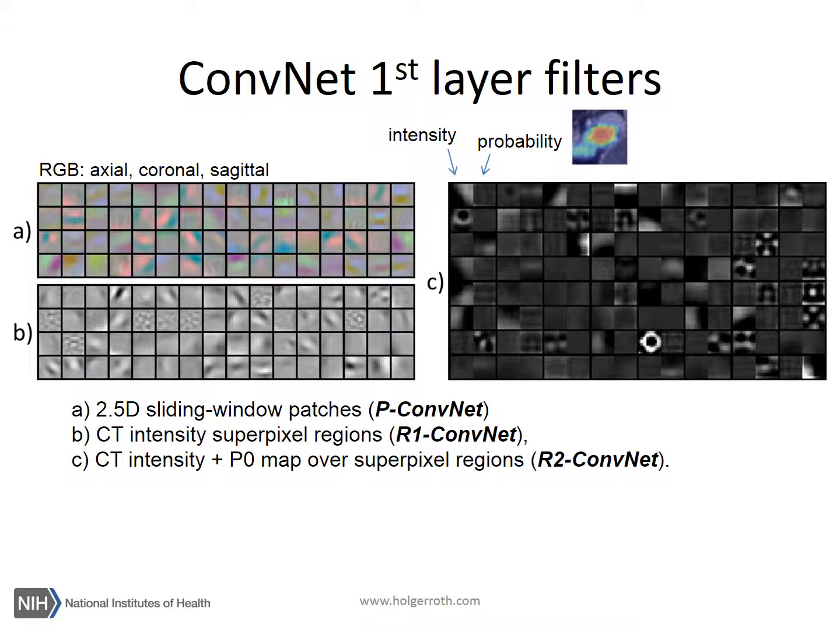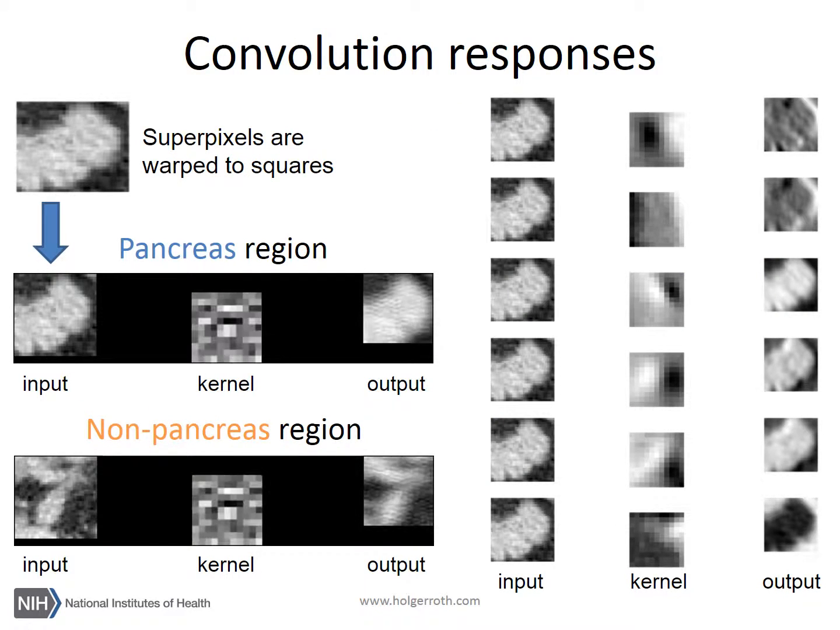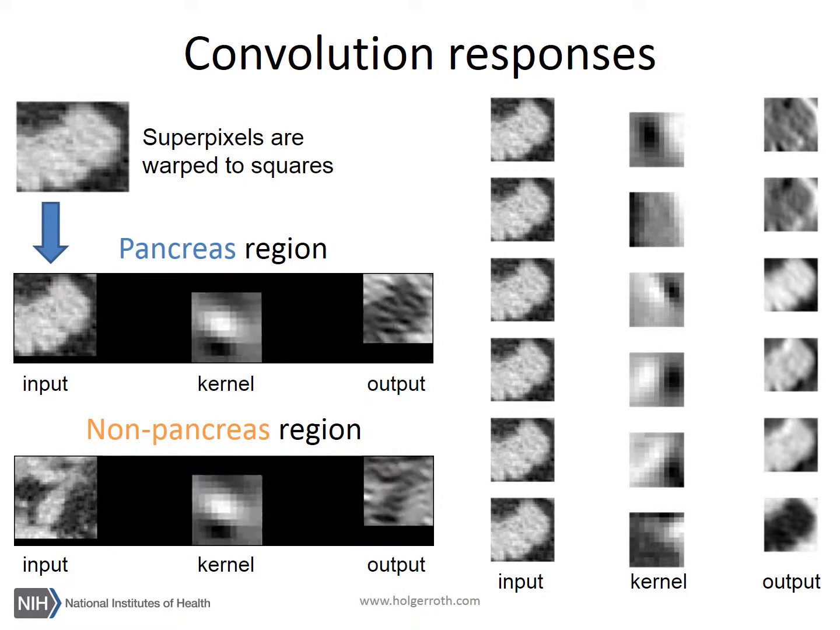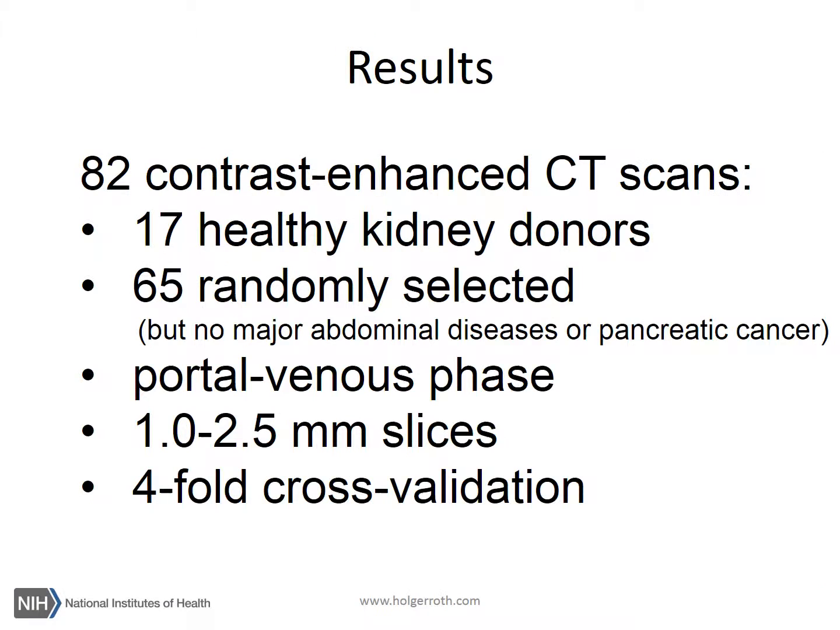Typical first layer convolutional filters are summarized in this slide for the 3 different types of deep convolutional networks. Here we show some examples of convolutional filters that are learned as features for pancreas versus non-pancreas classification.